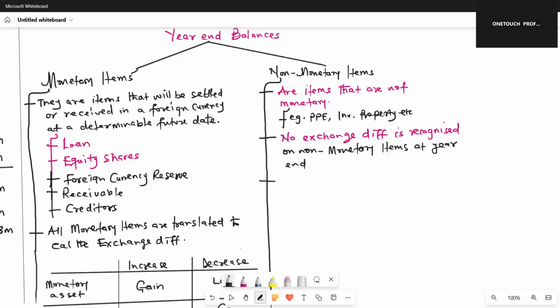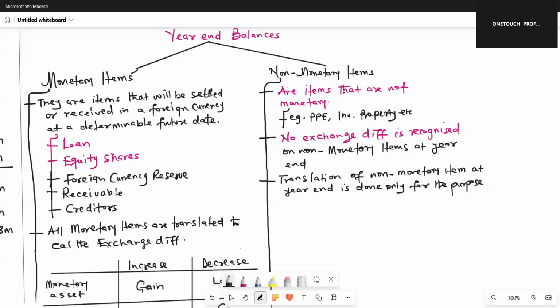So we are saying that translation of non-monetary items at year end is done only for the purpose of ascertaining the revalued amounts.